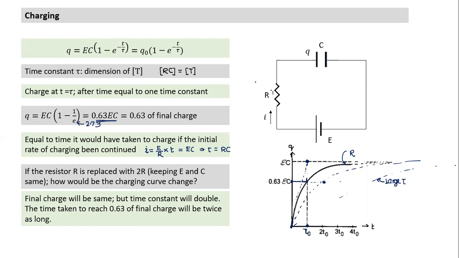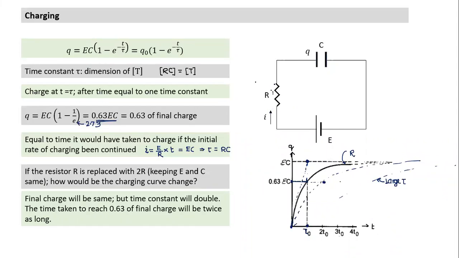And initially the capacitor will behave like it is shorted. Finally, it will behave like an open circuit. So these are points you understood. Let me repeat what we should have understood here. As soon as we connect the battery, initially the capacitor will behave like it is shorted, it will offer no resistance. The entire voltage will be across the resistance. So current in that case will be equal to E by R, which is the rate of charging.